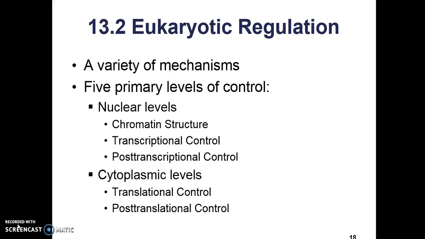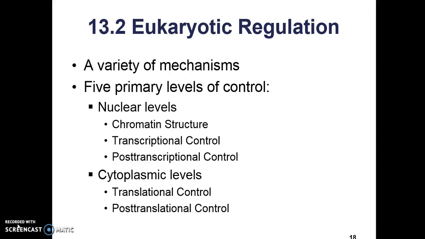Eukaryotic cells are a little bit more complex, so there's a variety of mechanisms that are going to regulate gene expression. And we do have 5 primary levels of controls. We have nuclear levels, cytoplasmic levels, and each of those will get broken down further. So the nuclear levels is chromatin, transcriptional, post-transcriptional, and then the cytoplasmic is translation and post-translational.